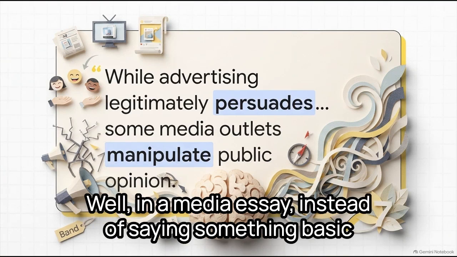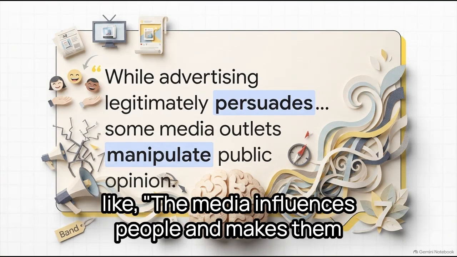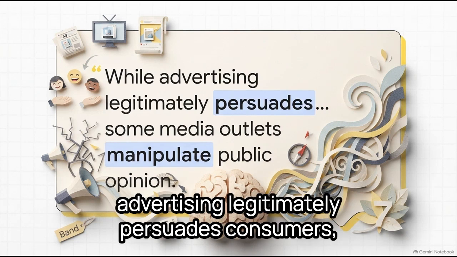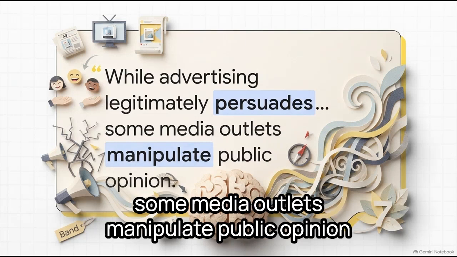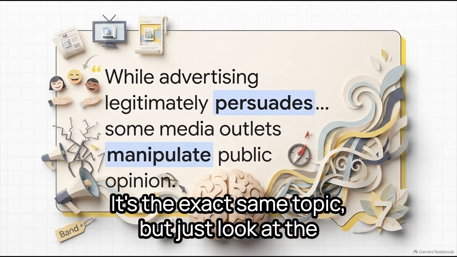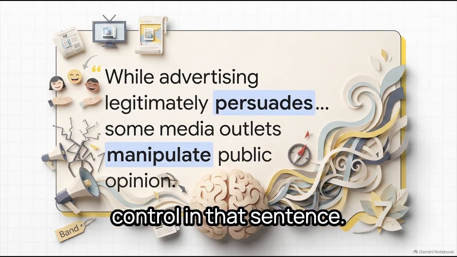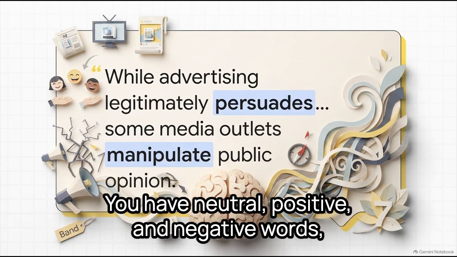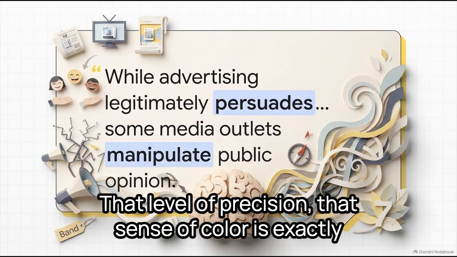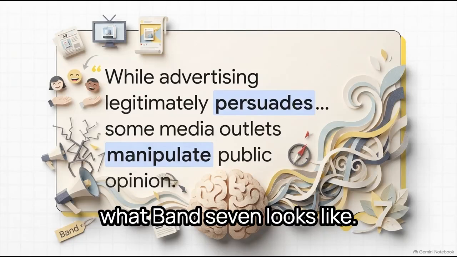Well, in a media essay, instead of saying something basic like, the media influences people and makes them believe things, you could now write this. While advertising legitimately persuades consumers, some media outlets manipulate public opinion with misleading claims. It's the exact same topic, but just look at the control in that sentence. You have neutral, positive, and negative words, and each one is placed exactly where it belongs. That level of precision, that sense of color, is exactly what Band 7 looks like.